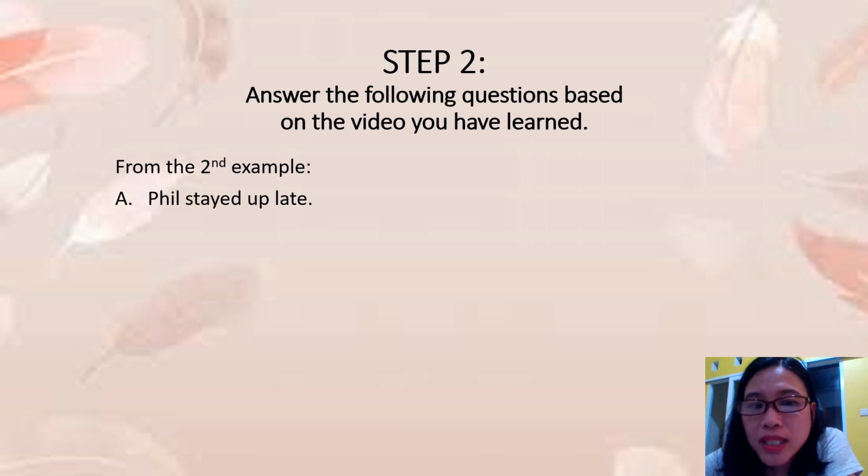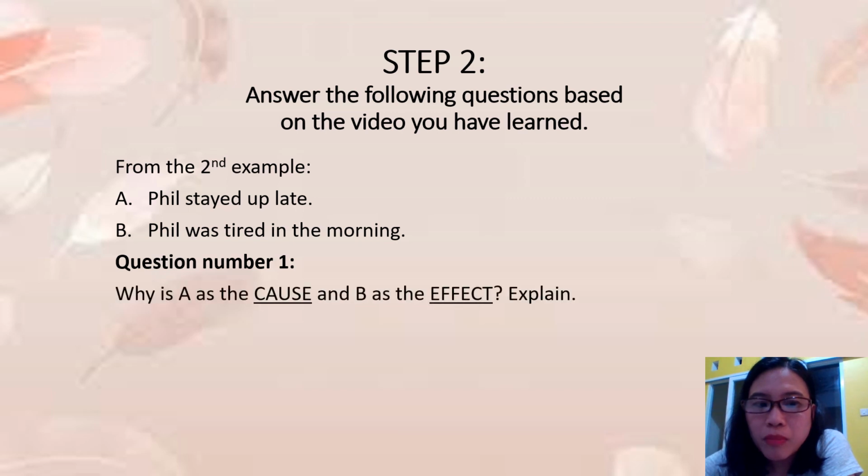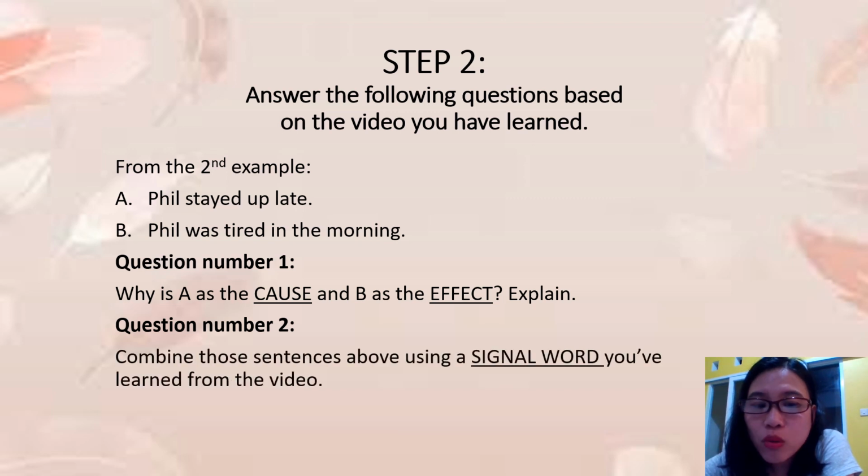Okay, now from the second example, A, Phil stayed up late, and B, Phil was tired in the morning. From number A and B, the question is, why is A the cause and B the effect? Explain your answer. And then question number 2 is, combine those sentences above using a suitable signal word that you have learned from the video. Is that clear? Okay, now let's go on.